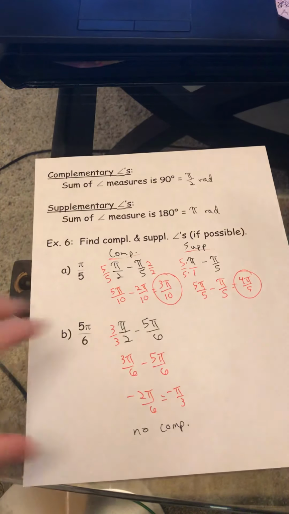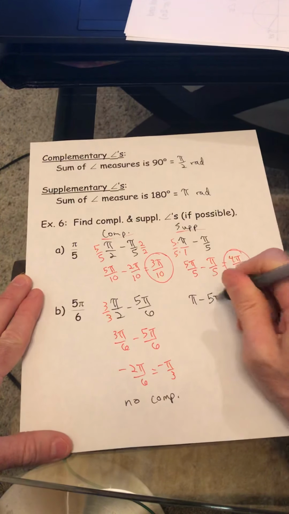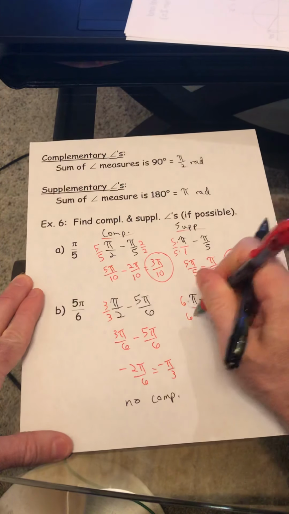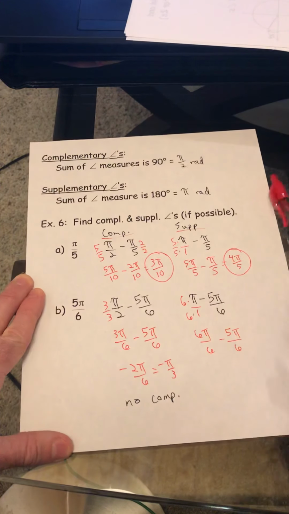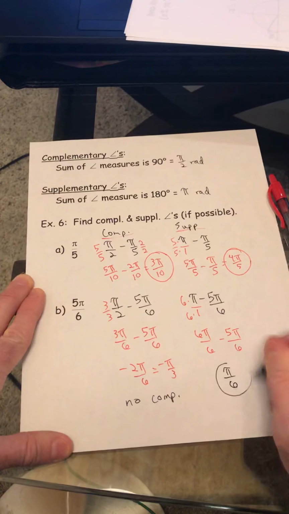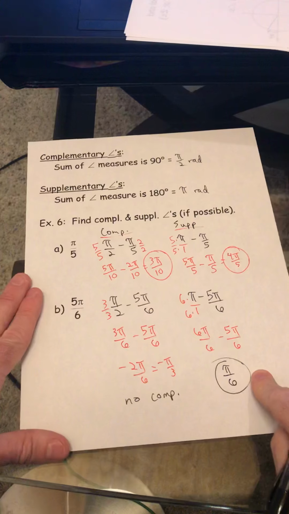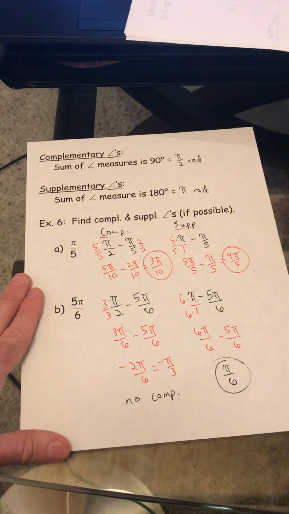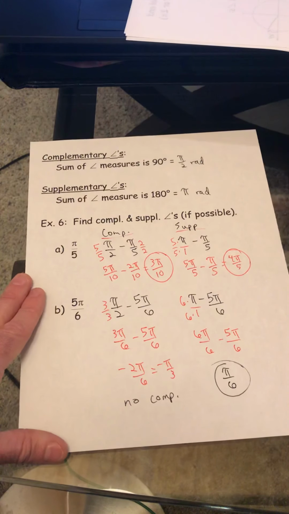It does have a supplement when we take pi minus 5 pi over 6. 6 pi over 6 minus 5 pi over 6 is pi over 6. So there is the first part of 4.1. Like I said, I know a lot of terms, but these are terms that you're going to see all year long. Degrees introduced a new unit of measure that we will also use all semester long in radians.